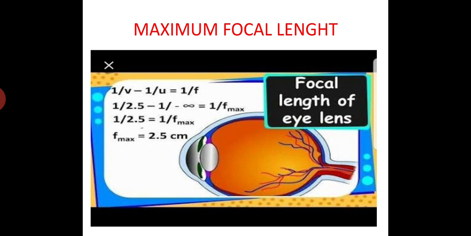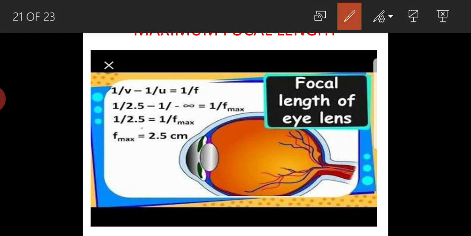So, maximum focal length. We know that the focal length of the eye lens changes. Now this change in focal length has a limit, that is, it has one maximum value and one minimum value. Between those maximum and minimum values only, focal length varies, whereas beyond that limit it will not vary. The maximum focal length of the eye lens will be when we see a very far object.